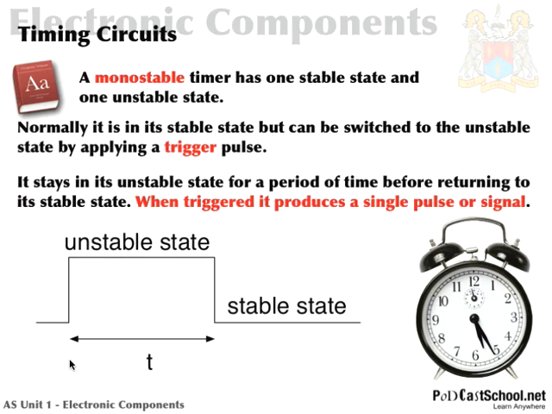Okay, so for a time t, there will be an unstable state. That's a time whereby the output of the timer is at a different position to what it normally would be. So normally this timer's output is low, that's the stable state, but for this unstable period of time t, it goes high. And it will do that after being triggered in some way. So it's created a single pulse or signal. So that's a monostable timer.